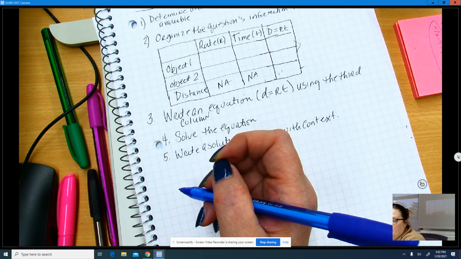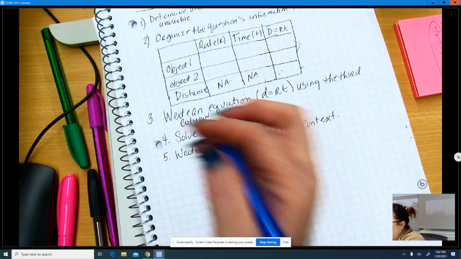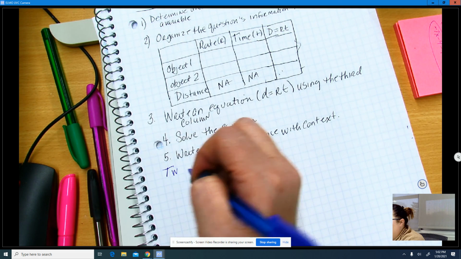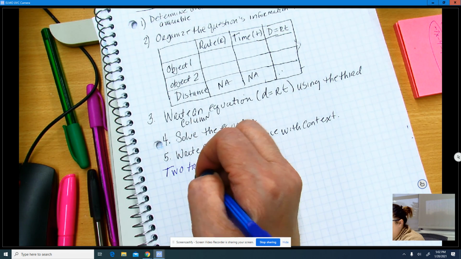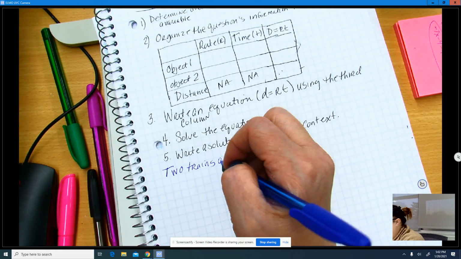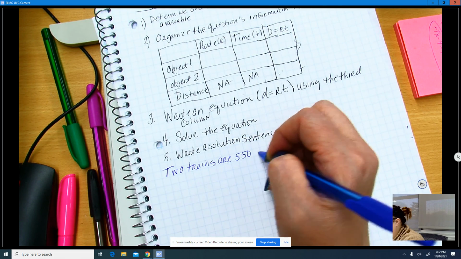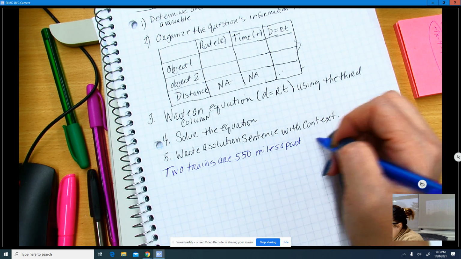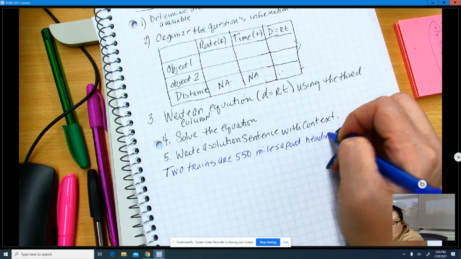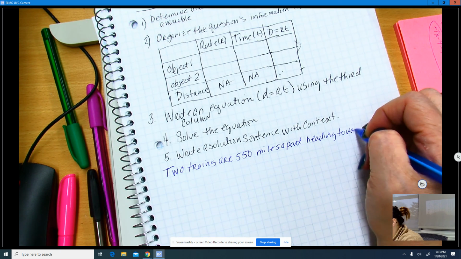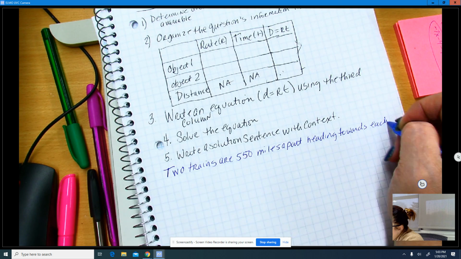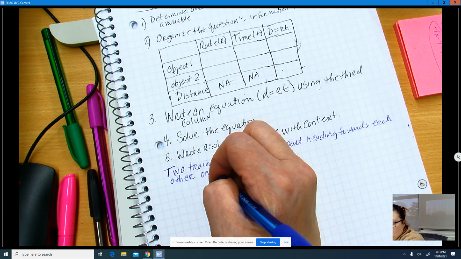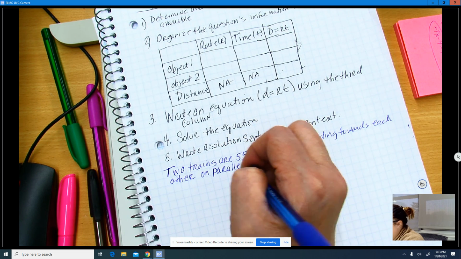So I'm sure some of your parents might remember these types of problems. If you tell them about them, they'll be like, oh God, I didn't like those problems. But I'm showing you a super simple way to solve them. So two trains are 550 miles apart, heading towards each other on parallel tracks, because parallel, we don't want them to crash into each other.